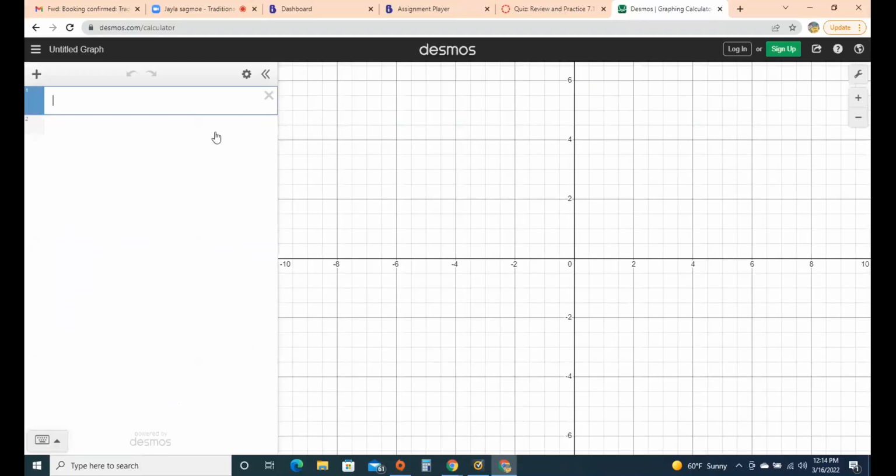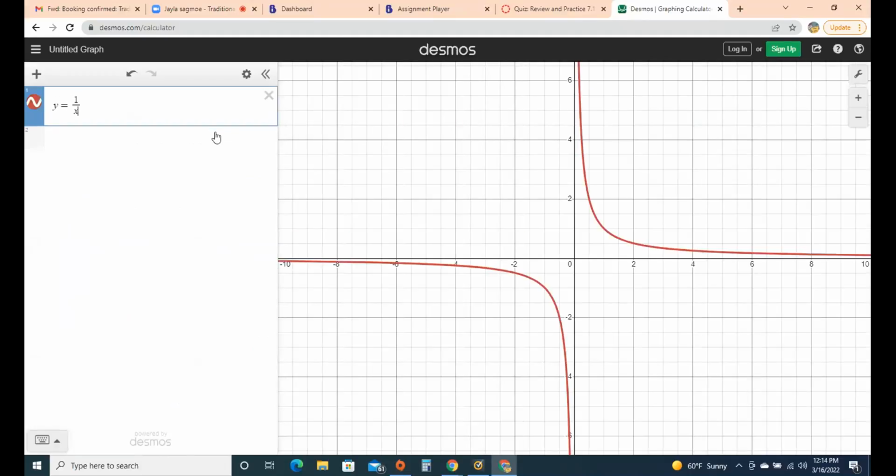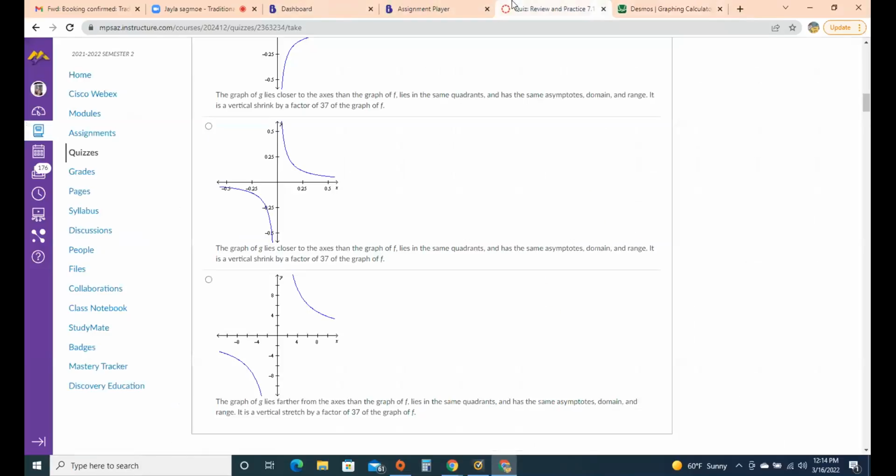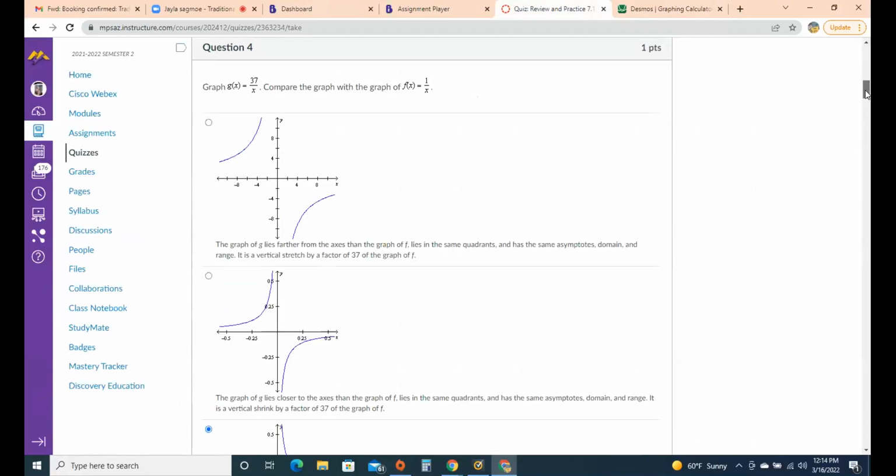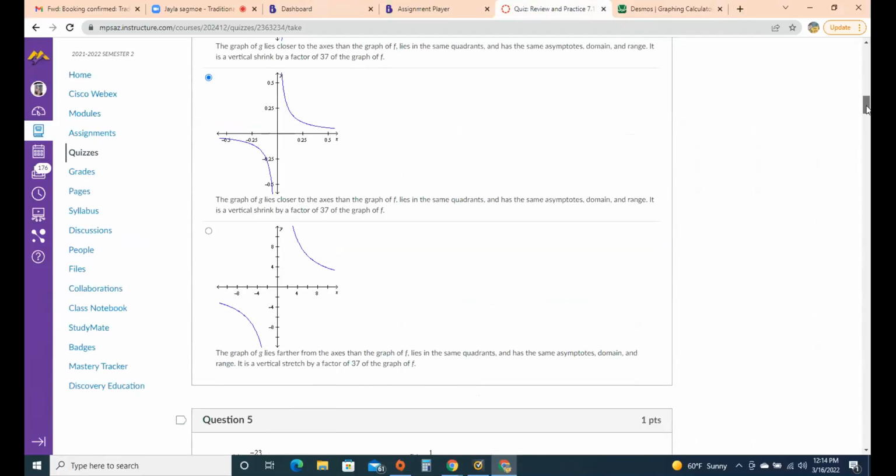And then graph y equals 1 divided by x. Now, do you see how the graph is in the top right and then the bottom left? Go back to your other tab there, and you'll see that only the last two graphs have that shape. Do you see that? It could be that one or the one below. If you scroll up, you'll see that the other two are in the wrong quadrant.